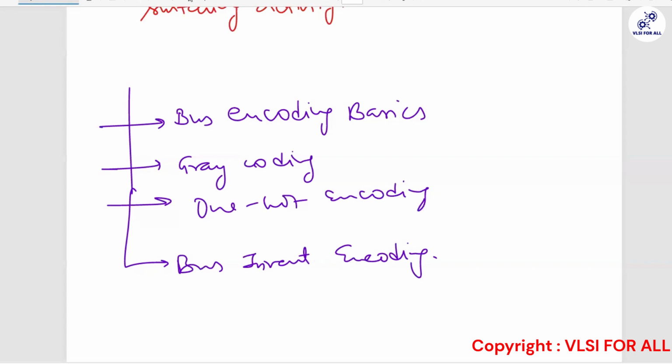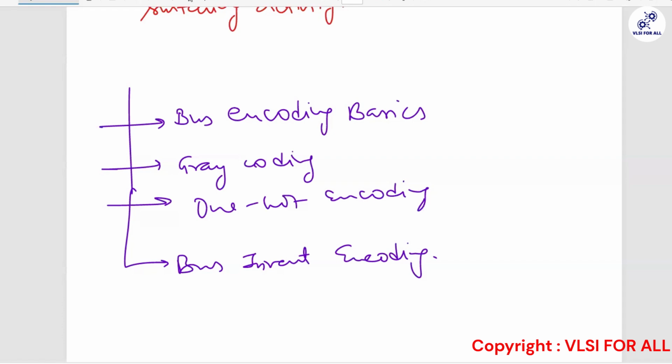What do you mean by bus encoding? As I told you, bus encoding is basically that we want to remove any undesired correlation among information bits, communication bits, or data bits, whatever you call it. We are just removing the undesired correlation. Since we are encoding communication data bits into some appropriate code, that code is then reducing the switching activity. So that is bus encoding for you.